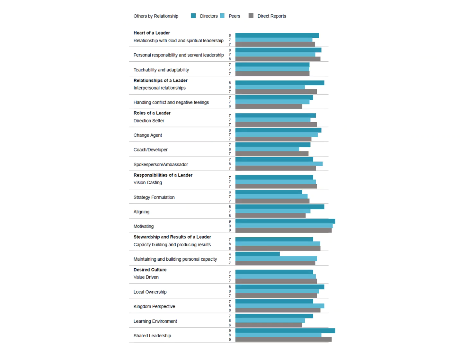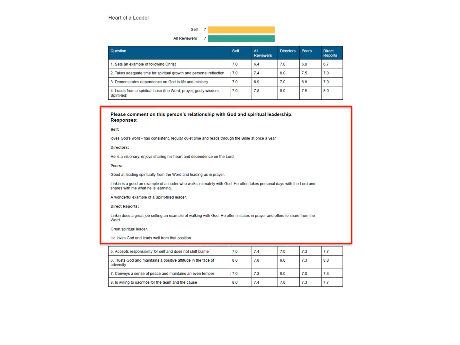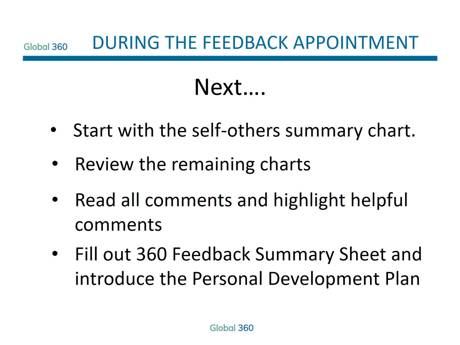peers and direct reports. Next, you read through all the comments with them, section by section, taking time to ask the reviewee what they see or learn from the comments, and highlighting any additional helpful comments. Remember, for this section, only refer to the numbers if they will help clarify a question the person has about the feedback. Finally, work with the person to fill out the 360 feedback summary sheet and walk through the personal development plan sheet with them to help them complete it.